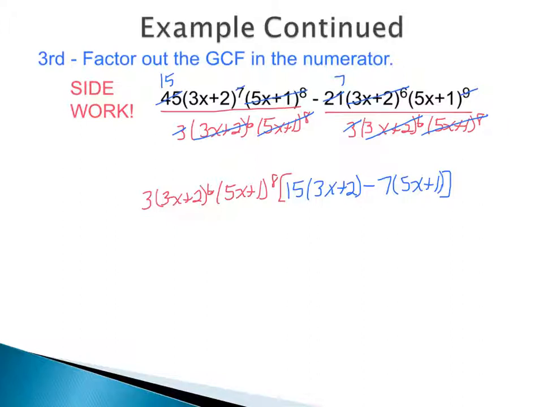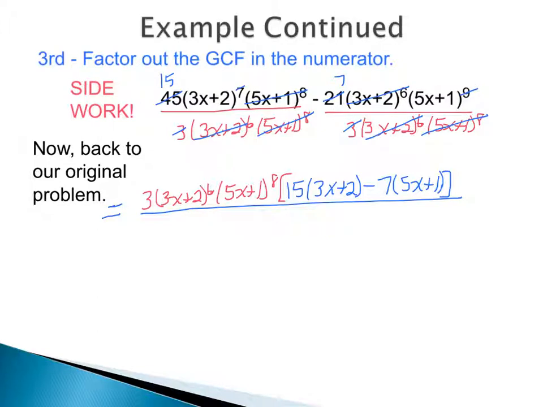So I'm going to now get rid of that side work part and say, okay, if that is our numerator, then we can now fill in our denominator that we had from before of (3x plus 2) to the 14th. So right now we have 3 times (3x plus 2) to the 6th times (5x plus 1) to the 8th, which was our greatest common factor, times what we got after we factored out the numerator, 15 times (3x plus 2) minus 7 times (5x plus 1), all over (3x plus 2) to the 14th. Because now our next step is to simplify the numerator.